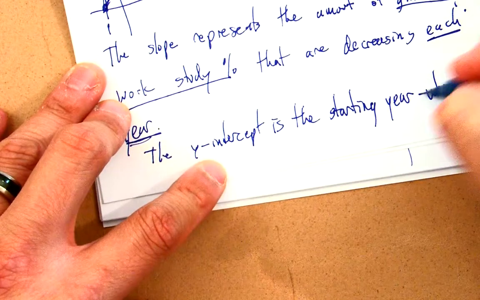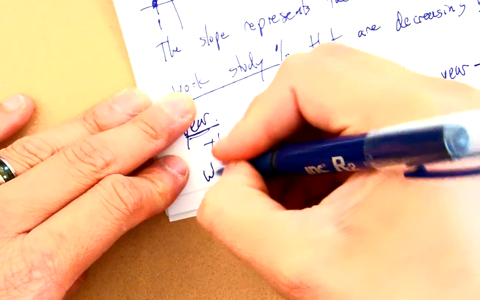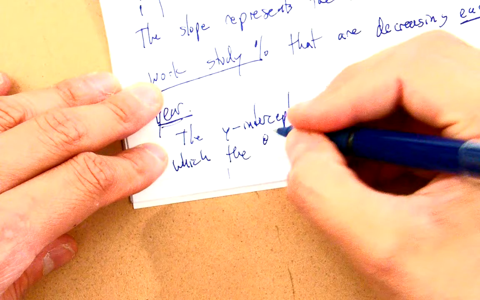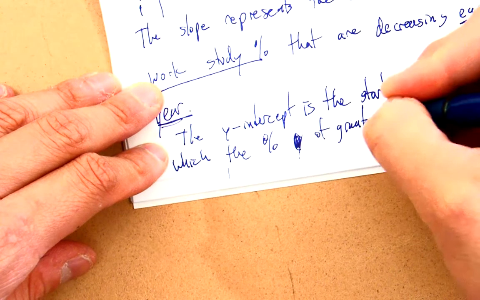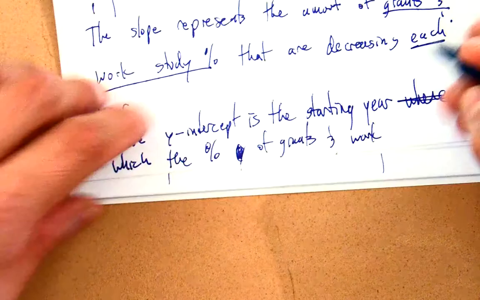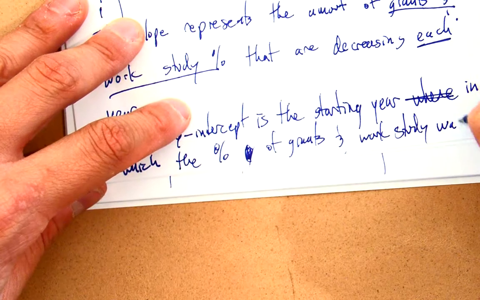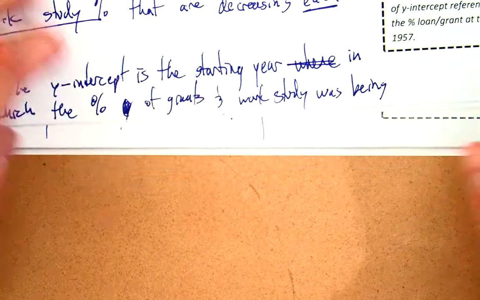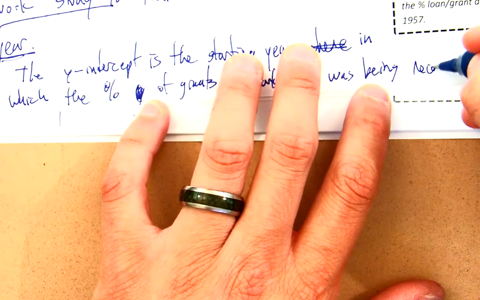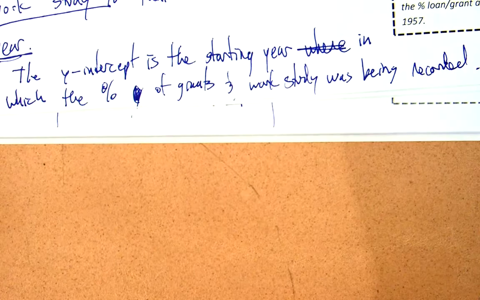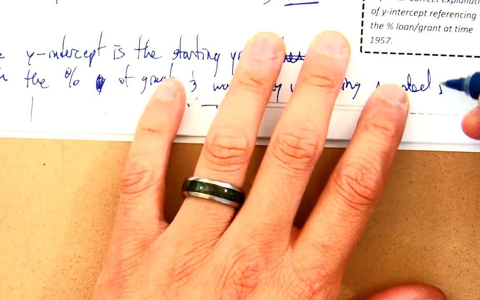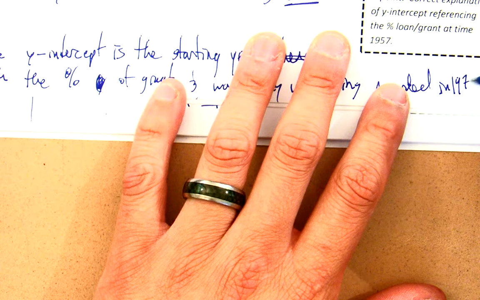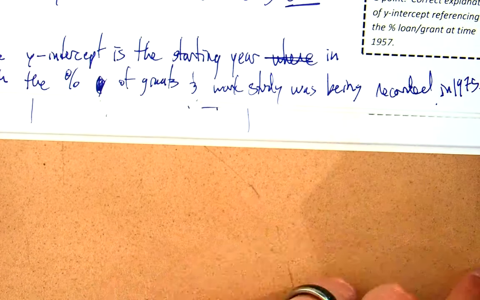In which sounds better, right? That sounds cooler. Okay, in which what? The percent of grants and work study was being recorded. Can you guys see? Recorded. And what year was that, by the way? In 1975. Okay? You can put the year.